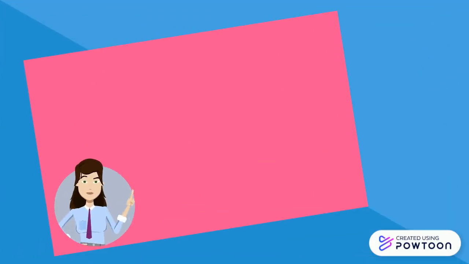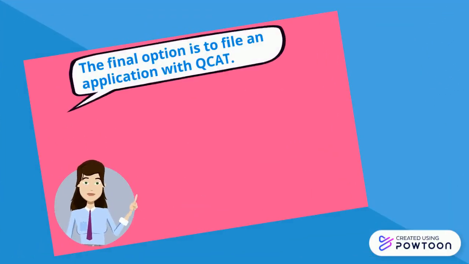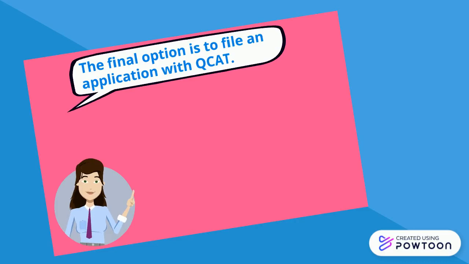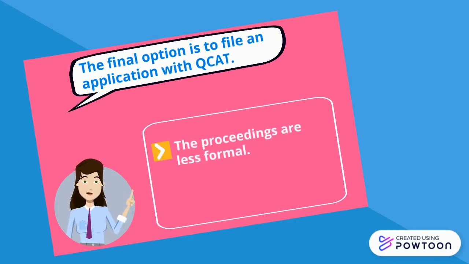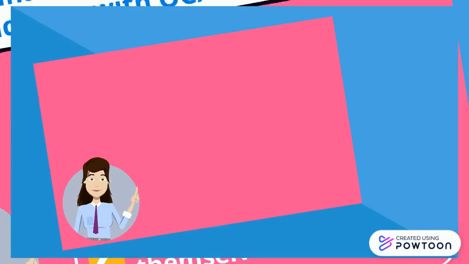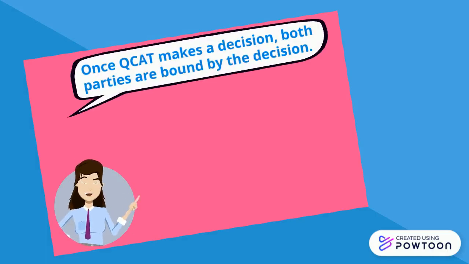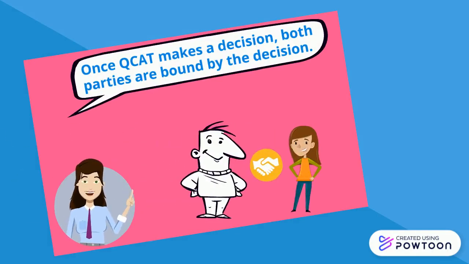If no resolution can be reached, the final option is to file an application with QCAT, which stands for Queensland Civil and Administrative Tribunal. QCAT is similar to a court. However, the proceedings are less formal, as the parties represent themselves. QCAT will hear both parties' arguments and then come to a final decision. Once QCAT makes a decision, both parties are bound by the decision regardless of whether they agree.